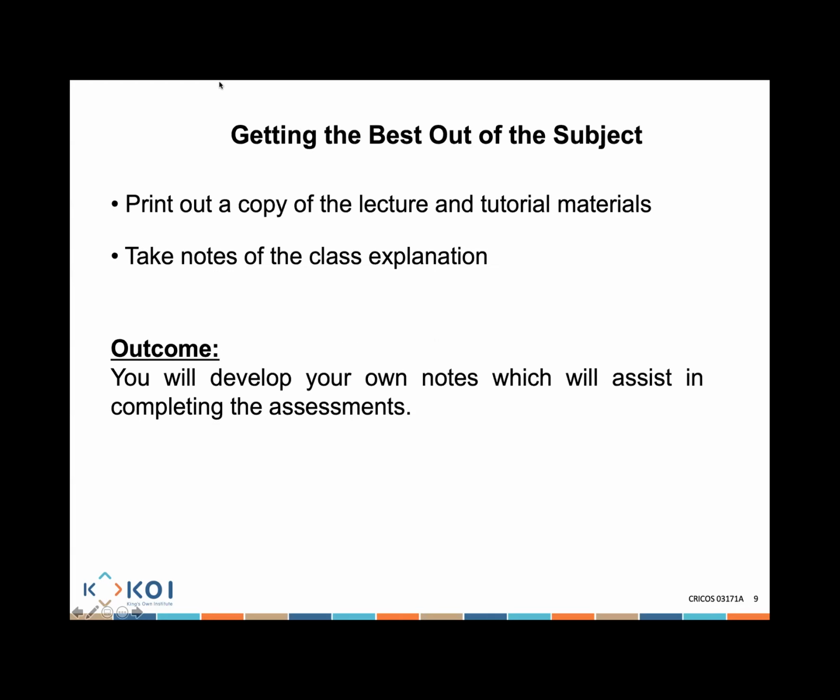I recommend, if you can, that you print the lecture slides. I recommend, and there's going to be tutorial materials, that you print them. I recommend that when I'm explaining things, you take a lot of notes. What's going to happen is we will be able to develop some notes, which will assist us in helping you to complete your assignment.